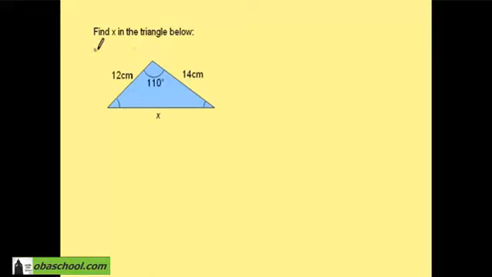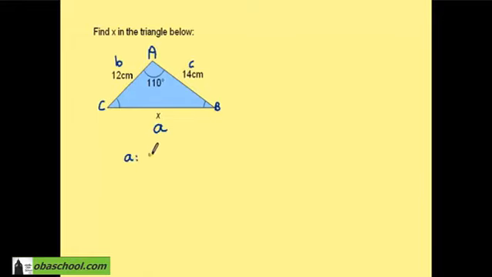We want to find x in the triangle below. Here is x. Let's call it A, since it's the side we're trying to find. The angle opposite is A. We could then call this side B and the angle opposite B, this side C and the angle opposite C.